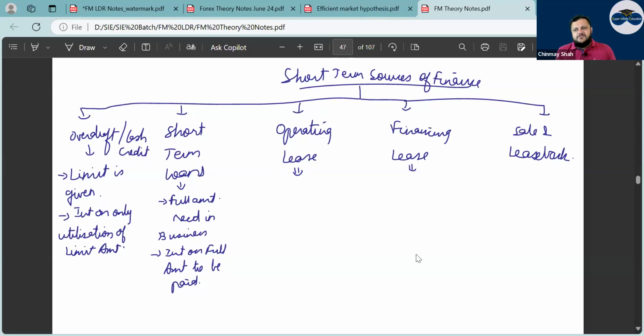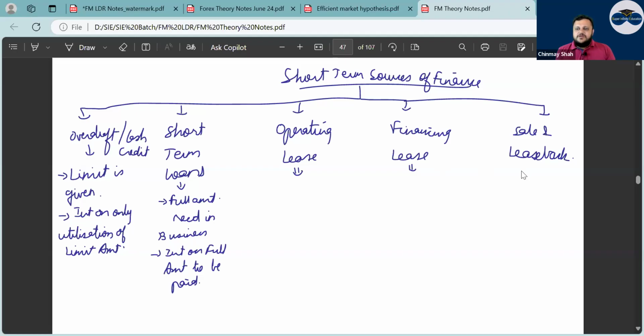Operating lease is the normal lease that you do, and that is a source of finance. Operating lease is not a purchase. But in a finance lease, instead of purchasing, you take the asset on lease. Over the years you pay the lease, and at the end you are given an option to buy the asset. That is a finance lease.